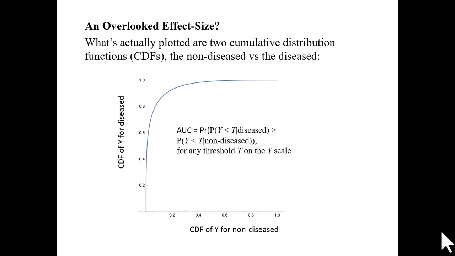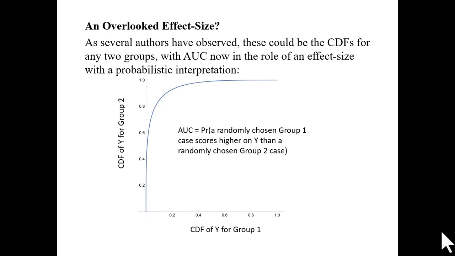if we actually think about what's being plotted, then it's two cumulative distribution functions, or CDFs, of a non-disease sample versus a disease sample. And the area under the curve is the probability that the CDF for the disease sample is greater than the CDF for the non-disease sample at any threshold t on the dependent variable scale. As several authors have observed, these could be CDFs for any two groups. So we get a group 1, group 2.